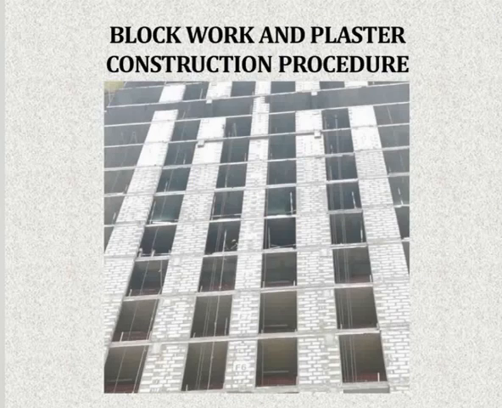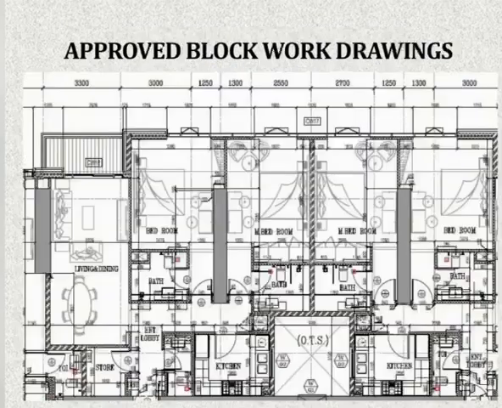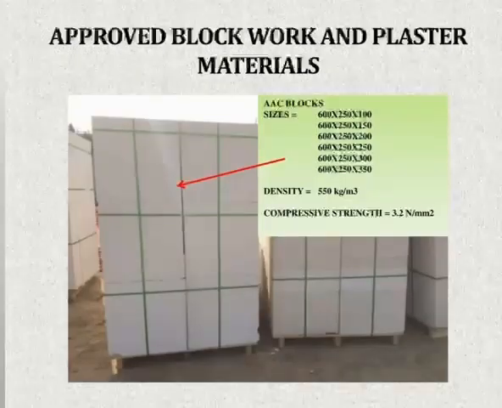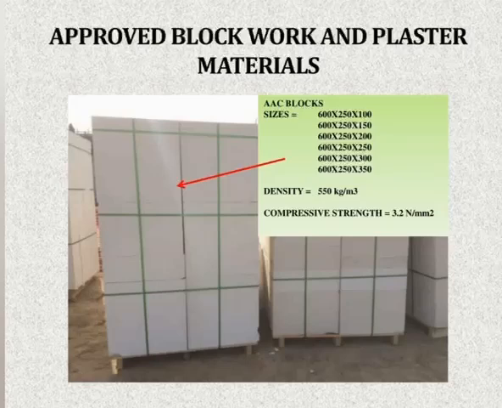So for this block work and plaster, first of all, we should have the approved drawing and the approved materials. To start the block work, this is the approved block work drawing. It will tell you the dimensions of blocks, the thickness of blocks, the dimension of the room, the type of blocks, everything.